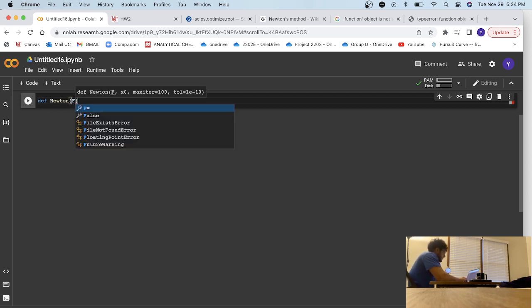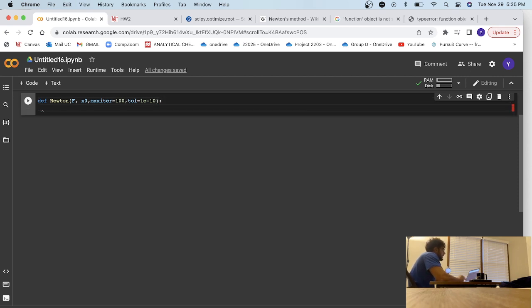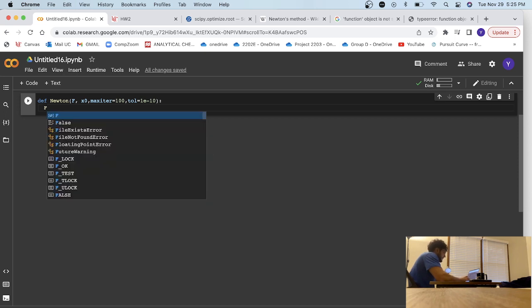We want Newton's function with multiple functions. We want our function, the initial guess. Max iteration is going to be 100, and that's just going to allow us to not keep running on for so many times. So we're going to have a limit to it so it doesn't crash and doesn't go on forever. Our tolerance, we're going to be putting at a very low level.